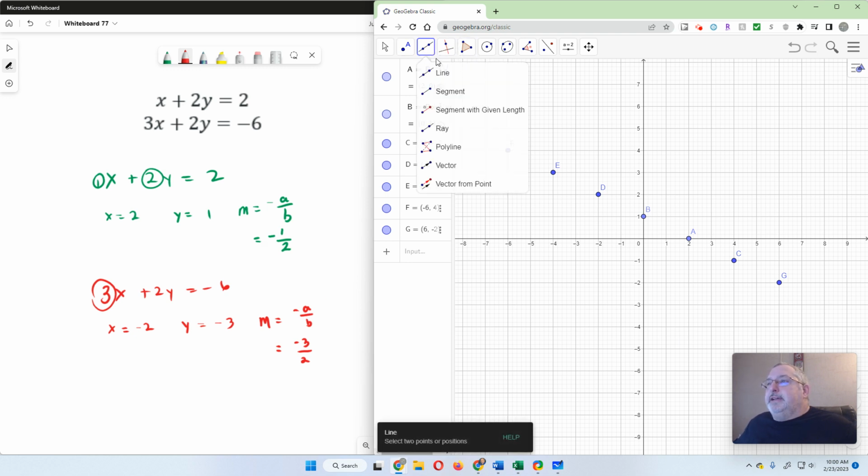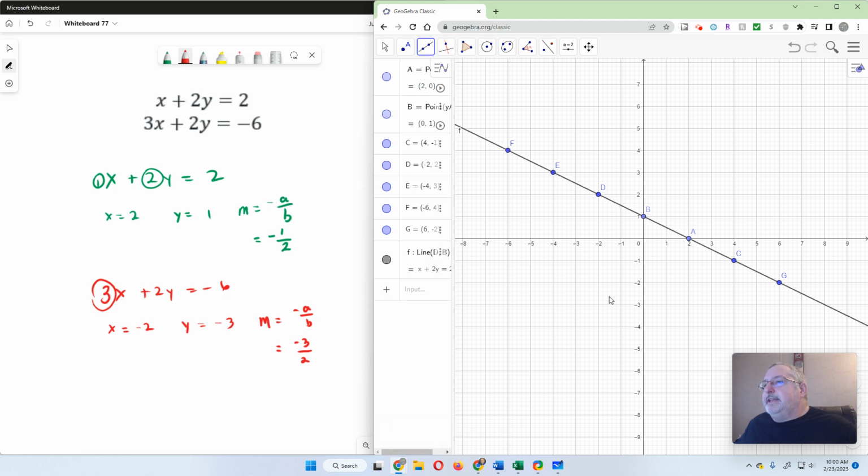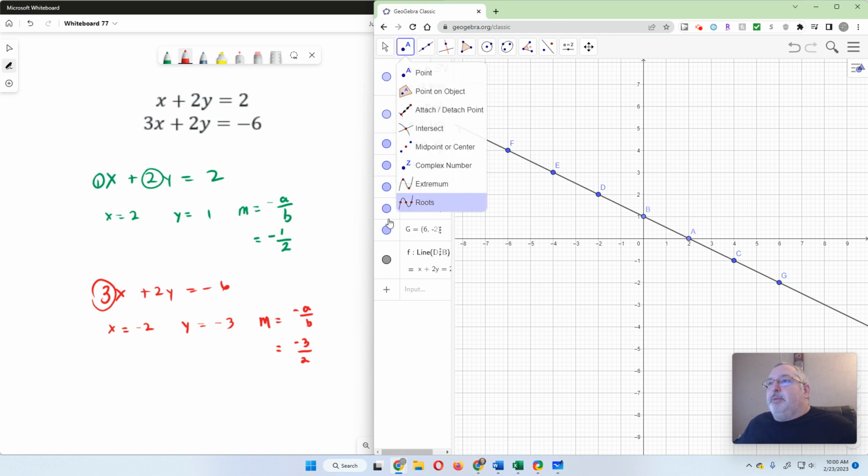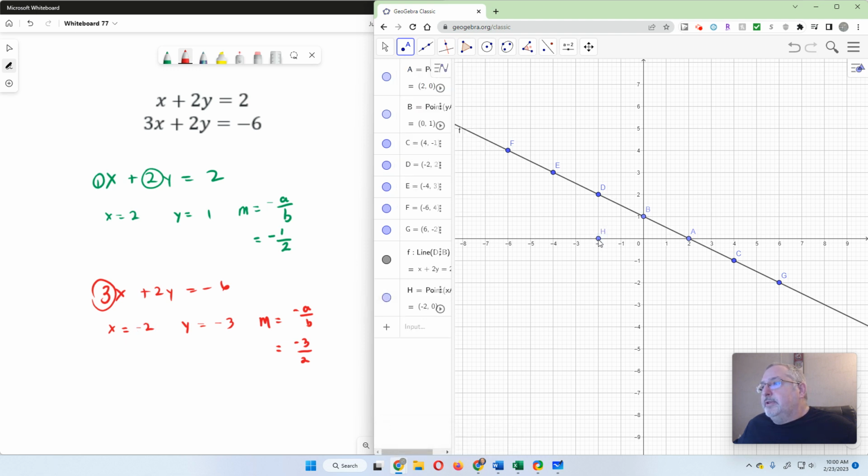If I use my line tool here, I just take 2 points and connect it, and I get the graph of that line. So we're going to go to the second line and do the same thing. I'm going to plot some points. I'm going to plot x equals -2, y equals -3. And you see, if I only go this direction, the down 3, 1, 2, 3, left or right 2, I'm never going to find that intersection. So I have to be able to go both directions with this.